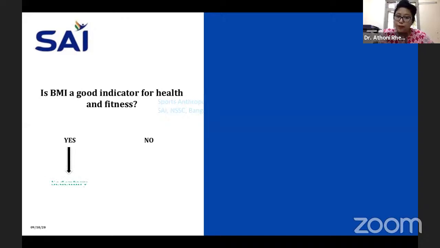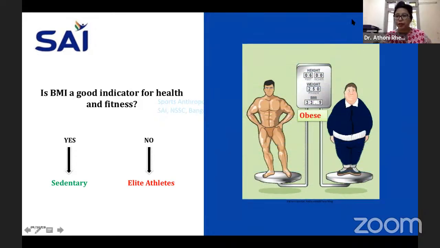Okay, see, yes, it is for the sedentary population, those people who have less physical activity, and no when it comes to elite level athletes. This is the answer. Now why actually? When we are talking about BMI, as I mentioned earlier, it takes into consideration just your height and your weight, and then it categorizes you into normal, underweight, overweight, and obese categories. Now when it comes to elite level athletes, we are talking in terms of performance here, performance in terms of speed, strength, agility, and all.